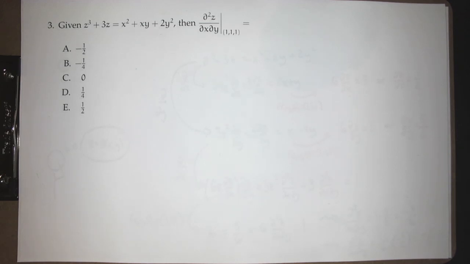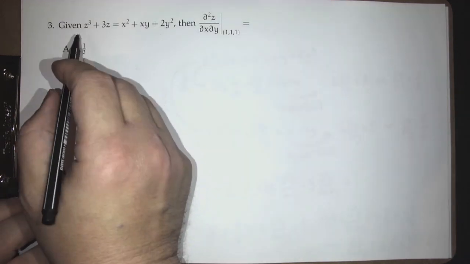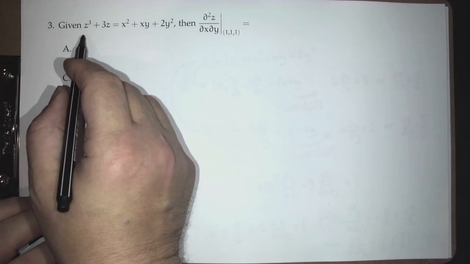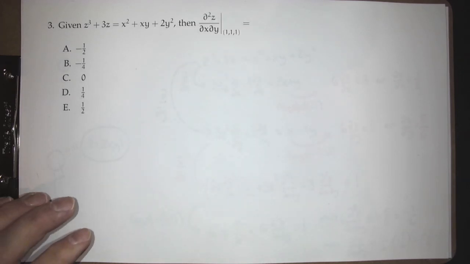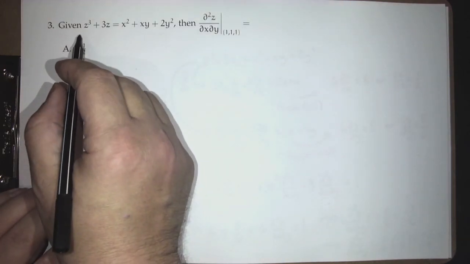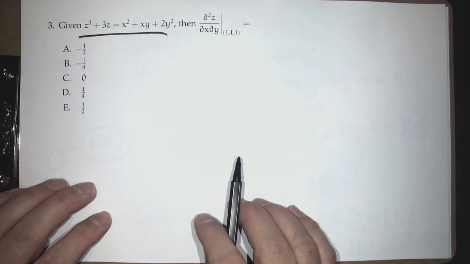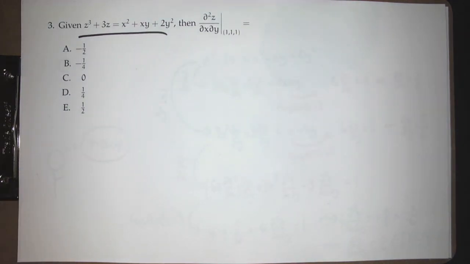All right, so what's the tool here? Implicit differentiation. Now, this one was very subtle. Usually, how do you know if a problem says implicit differentiation? You look for it implicitly defined. But this one was more subtle. What about this says implicit differentiation? Well, it's hard to solve for z, right?